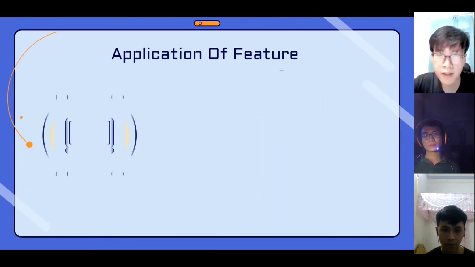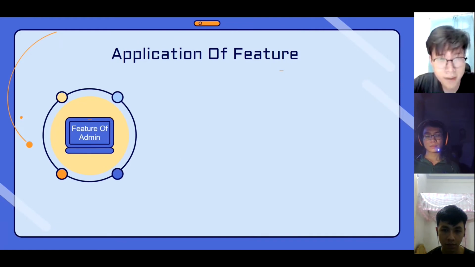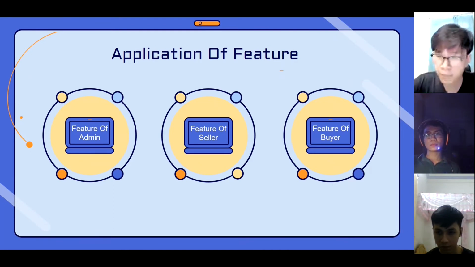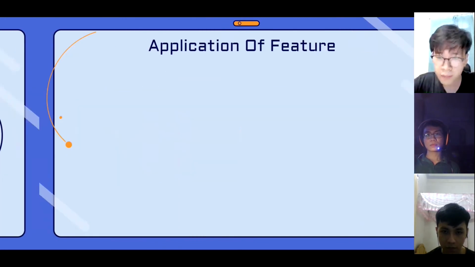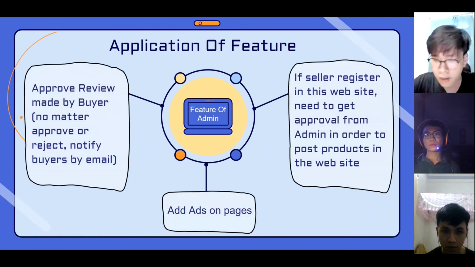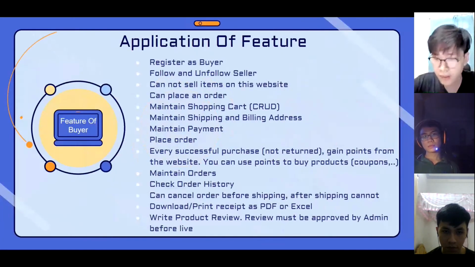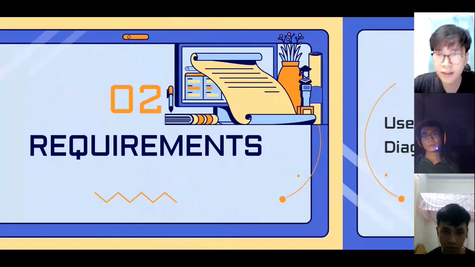So, coming to the application features, we have the features of the admin, the seller, and the buyer. So we have 3 main roles in our project, and I'm going to talk through each role's features in more detail. I'm going to use a use case diagram for better understanding.